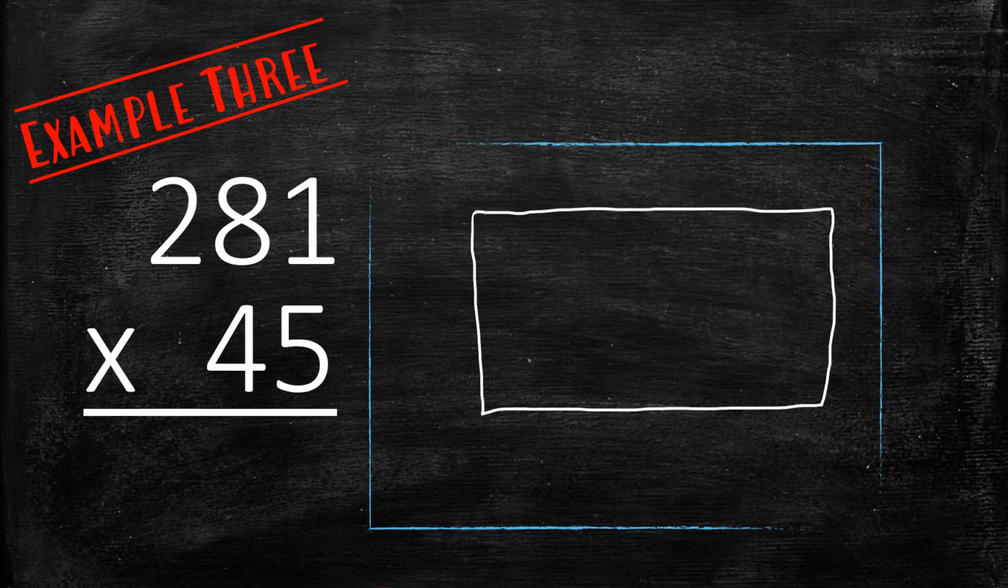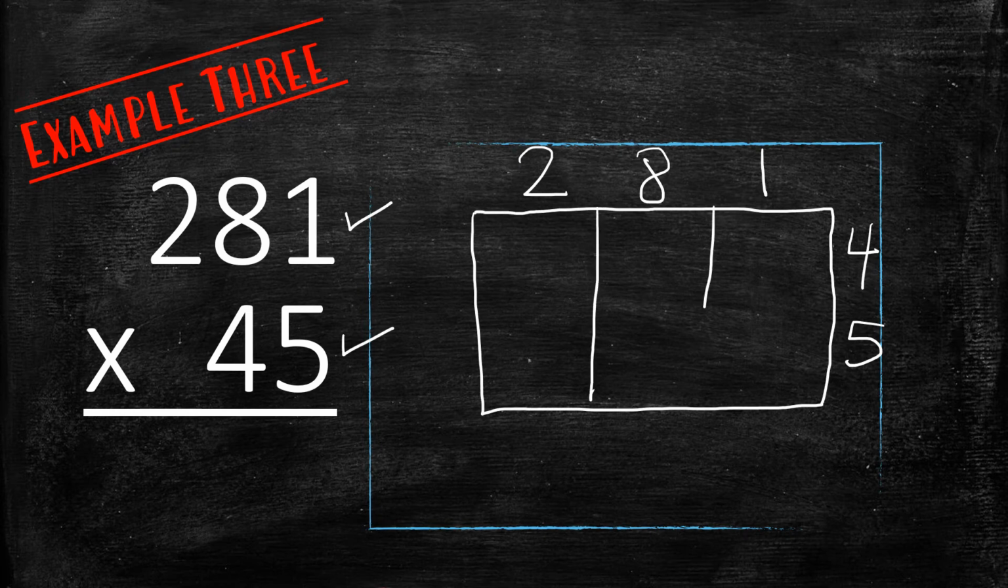We're going to look at our first number on the top, 281. I'm going to write 281 on the top of the box, and I'm going to look at our bottom number, which is 45, and I'll write it beside it, 4, 5 beside the box. Now I'm going to go ahead and create my lines that will divide and conquer. And then once I'm done with that, we can go ahead and multiply.